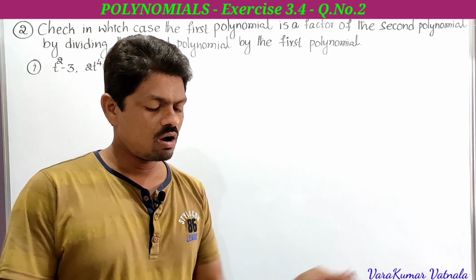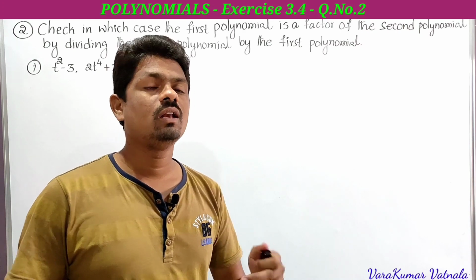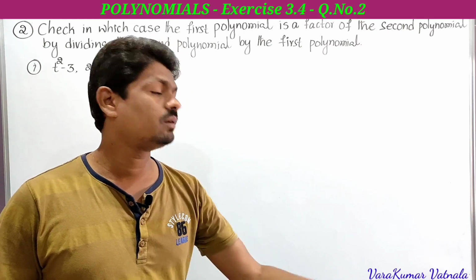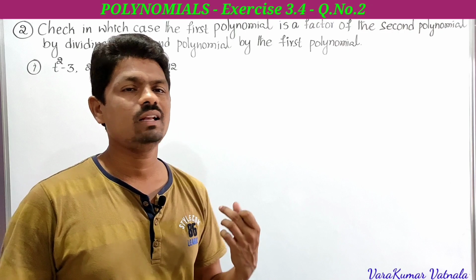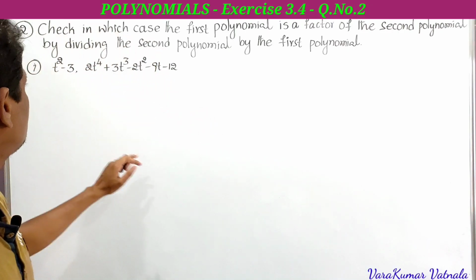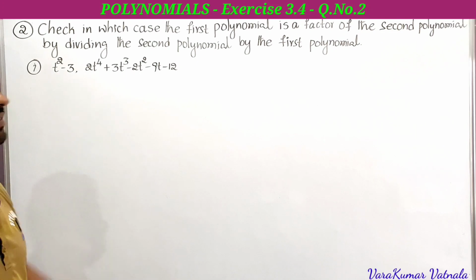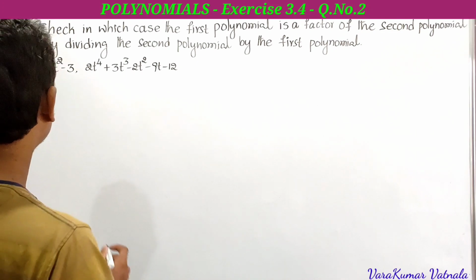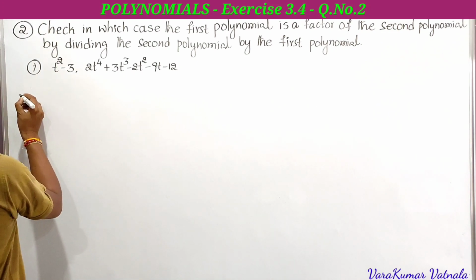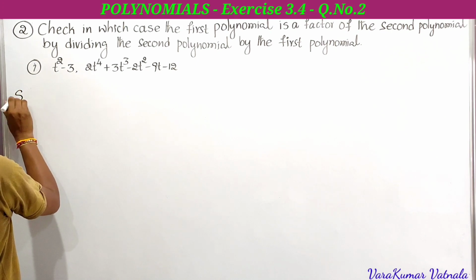So see here, already we have learned the division of polynomials in the first problem clearly. So now we have to do it in the same way. In the second problem there are 3 bits. This is the first bit. So now we have to solve one by one. See here how we can do the division.